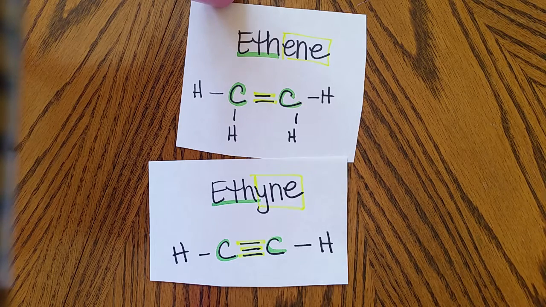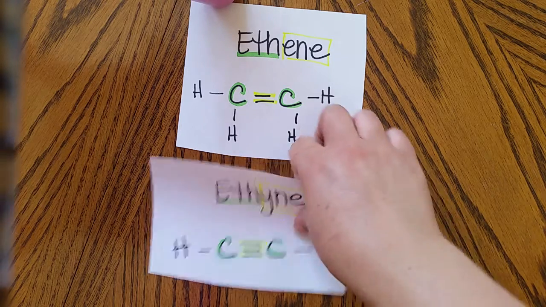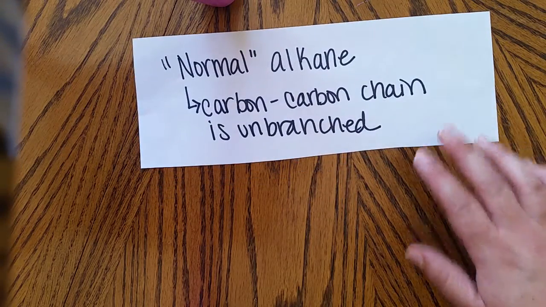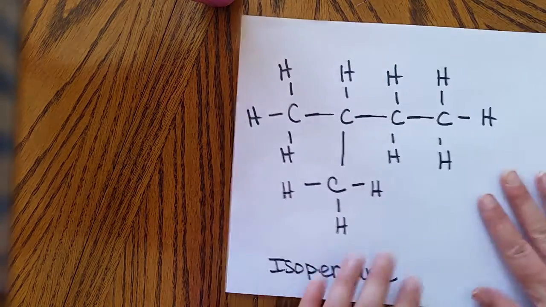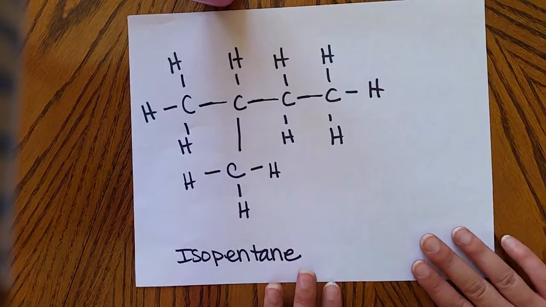So if you're following along with your notes, the next part talks about a normal alkane. A normal alkane, and these are the ones that we're going to be naming, is when the carbon-carbon chain is unbranched. So let me show you an example of something that is not a normal alkane.